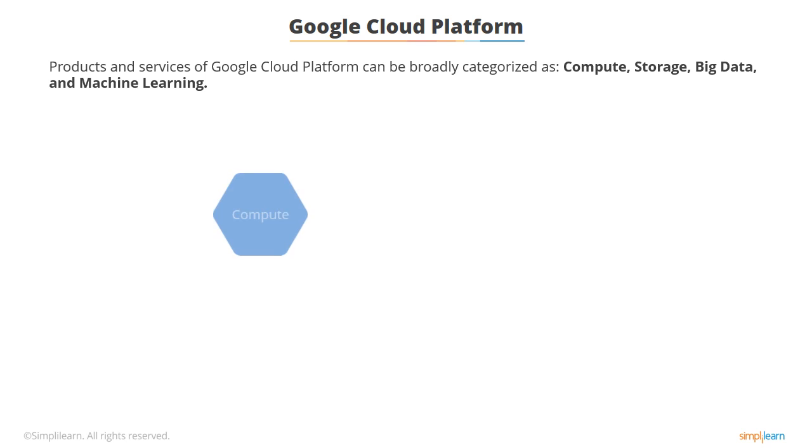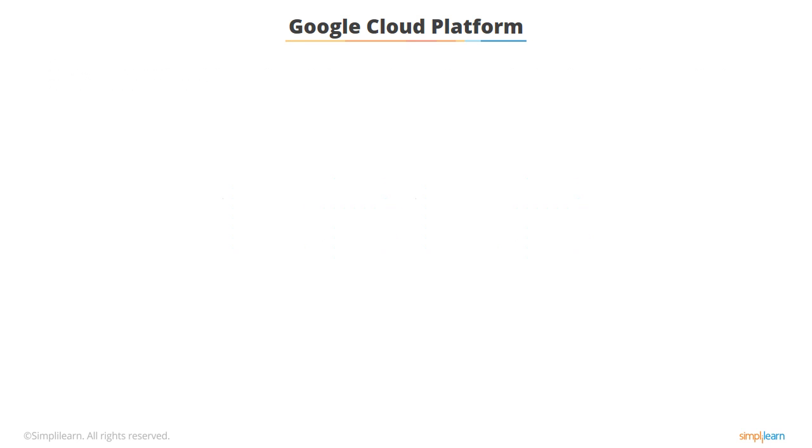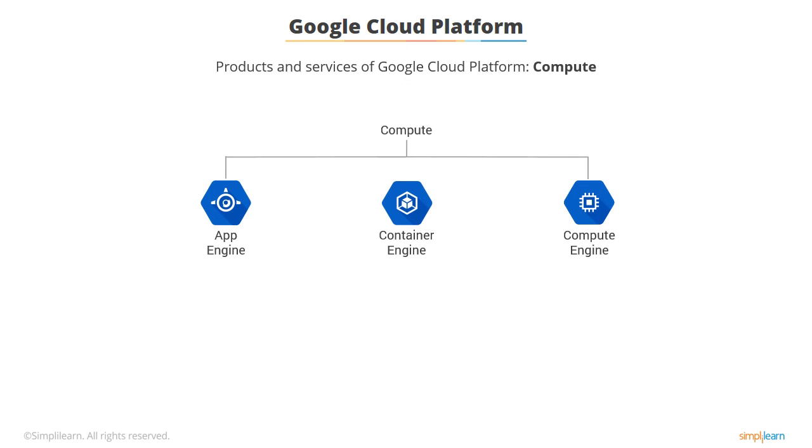Okay, so across the whole cloud platform, these are the major categories. There's compute power, there's storage, there's a bunch of products focused on big data, and the new innovation area, where Google is working very, very hard, is machine learning. And we'll learn about that near the end of the course. Okay, so talking about compute, here we've even got three options. So we've got App Engine, we've got Container Engine, and we have Compute Engine.